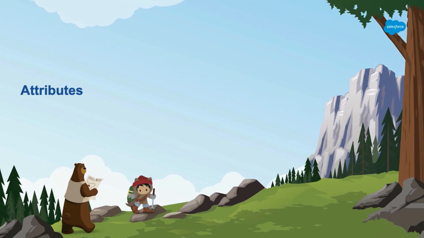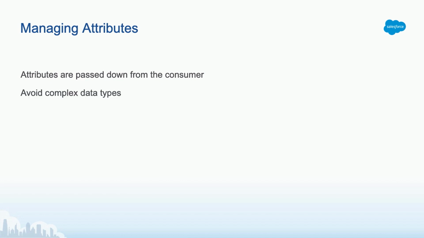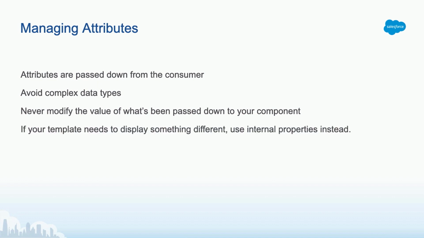Now, next up, attributes. Let's talk about the attributes of our components. So remember, I've been stressing about this the whole time. Attributes are being passed down to the child. And you don't want to be sending very complex types of data. You want to rely on primitives, strings, integers, Boolean, and so on. That's a really good practice. The one thing is that you never get to modify those values. You can never modify what's being passed down to you. But you might have to get that value, do something with it, and display it on your template.